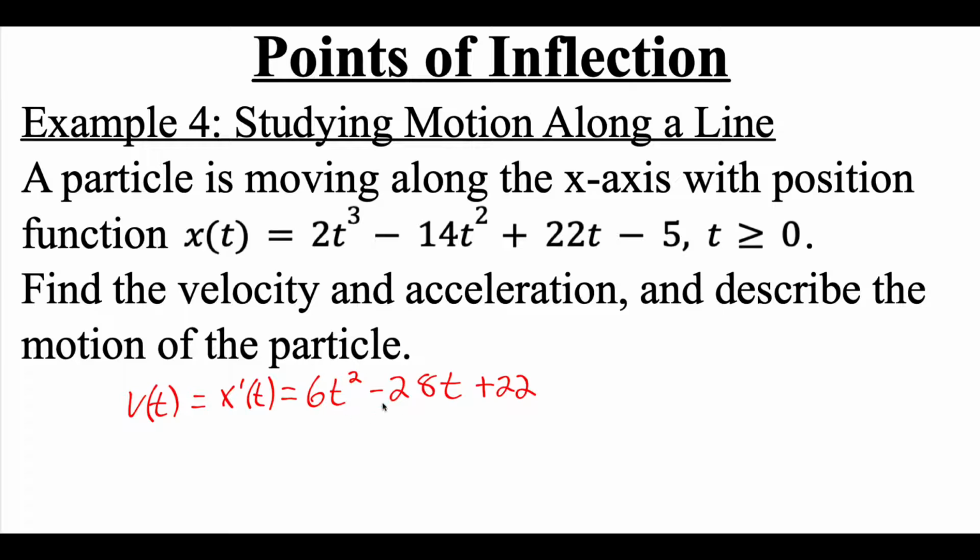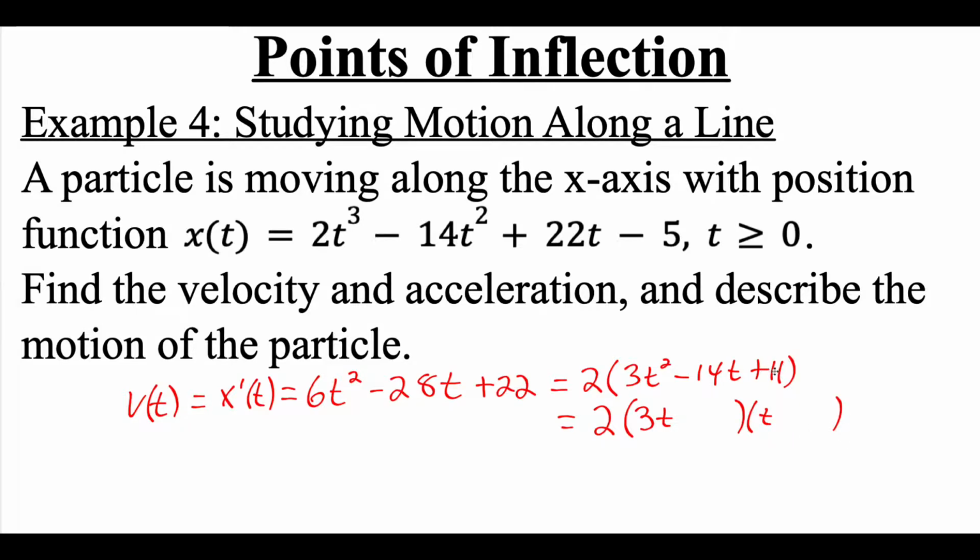Now we can actually factor this out a little bit. All of these numbers are even, so I can pull out a GCF of 2. So then this is going to be 3t squared minus 14t plus 11. But this quadratic also factors out a little bit. So this is going to be 2 times. Now because of this 3t squared, we're going to need a 3t and a regular t when we do our factoring.